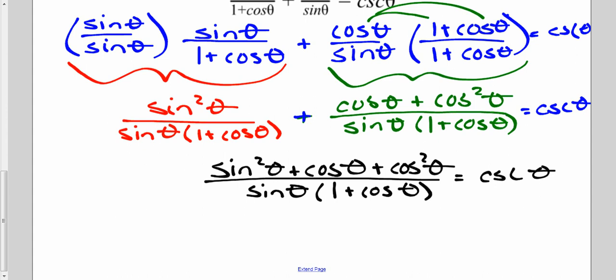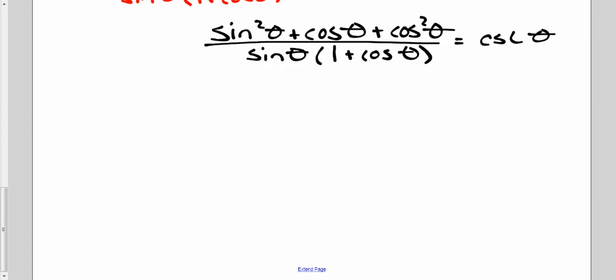What can I do to make sense out of this? What do you think I can do, Riley? People say math isn't creative. This is where you get creative. Does that help? No, not really.